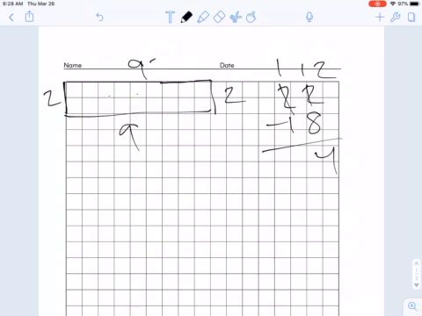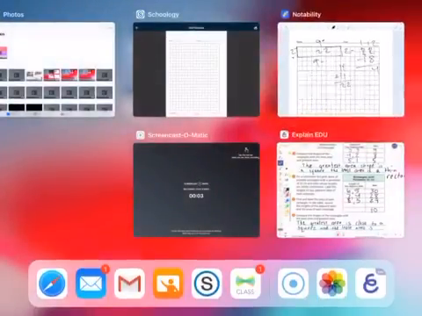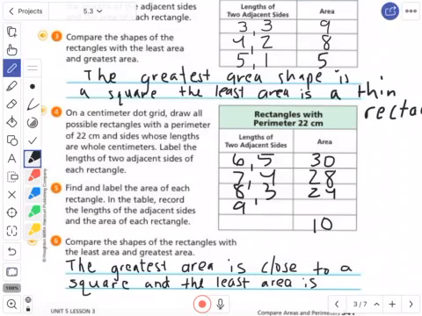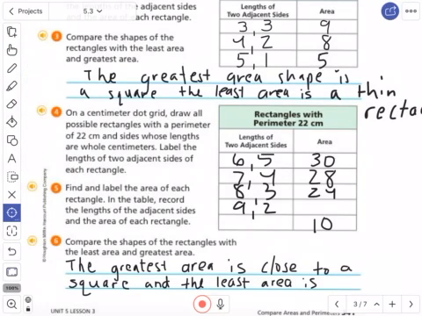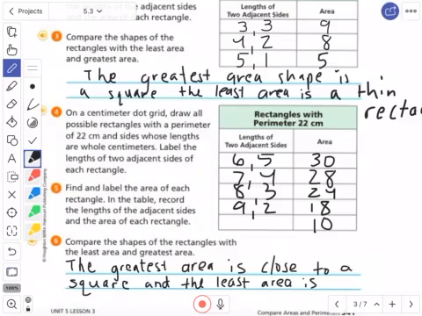Let's just double check my work. 2 plus 9 is 11. 9 plus 2 is 11. 1 plus 1 is 2. 1 plus 1 is 2. 22. So my length is 9. My width is 2. 9 and 2. To figure out area, 9 times 2 is 18.